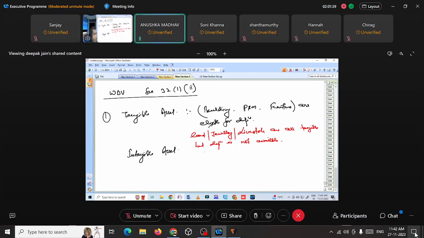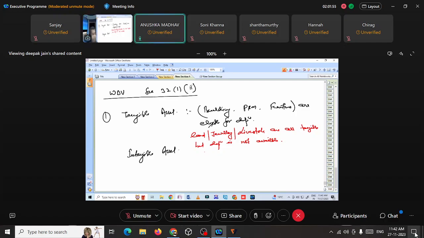Sir, means all types of jewelries are not eligible? Every kind of jewelry is not eligible for depreciation at all. Okay. Jewelry as investment, not as stock in trade बेटा. Stock पे तो वैसे depreciation नहीं है ना.